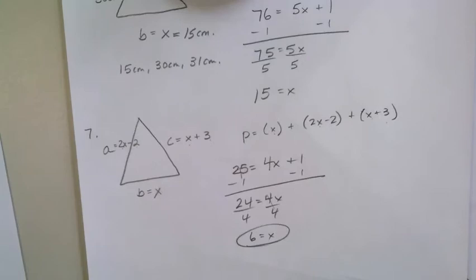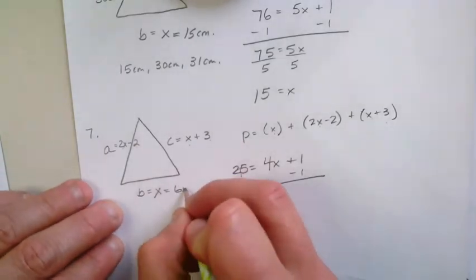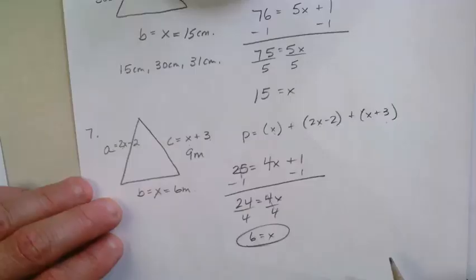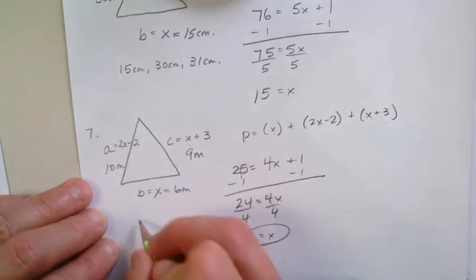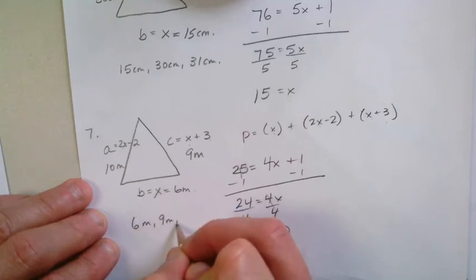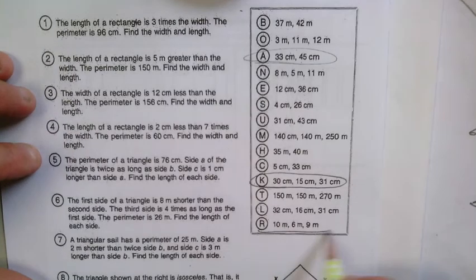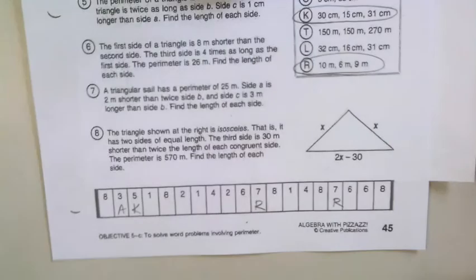Now that I've got x to be 6, this length is going to be 6 meters. This one's going to be 9 meters. And 6 times 2 is 12, minus 2 is 10 meters. So 6 meters, 9 meters, and 10 meters would be the 3 side lengths there. Looking to see where the 6, 9, and 10 are, it looks like we have that for letter R. So when we go to number 7, I'm going to put an R for each of the 7s. There are 2 of them down there.